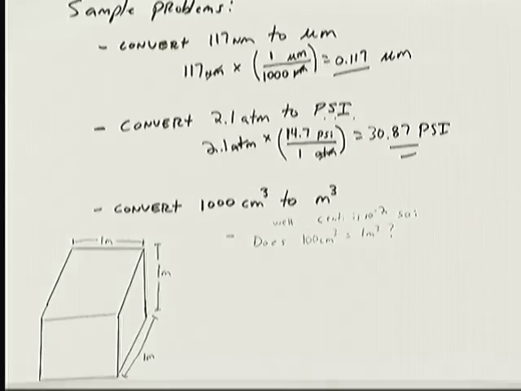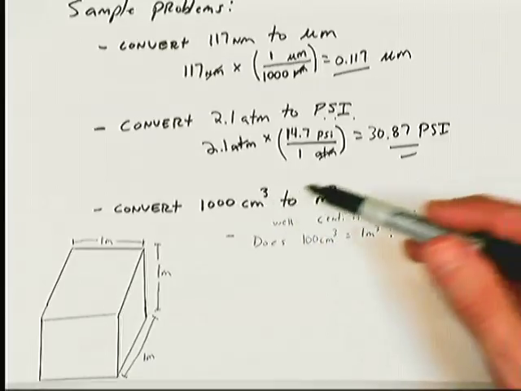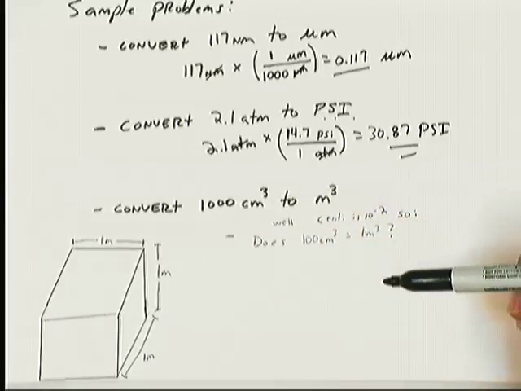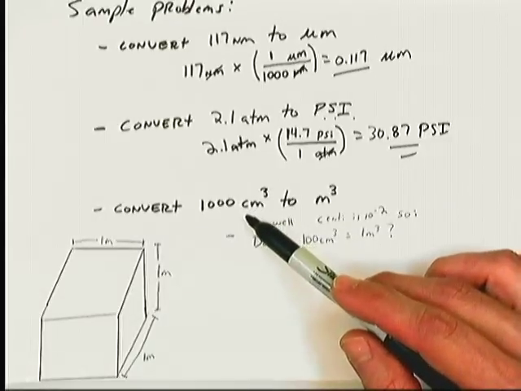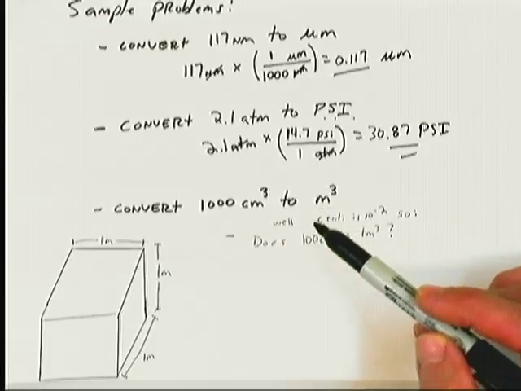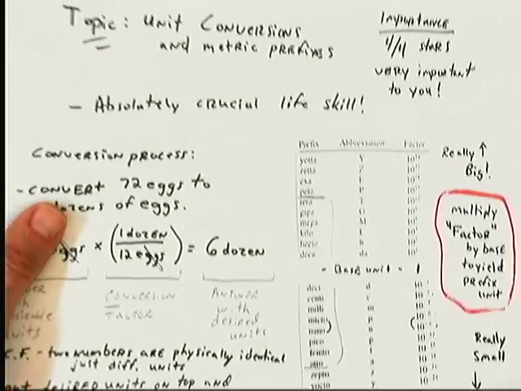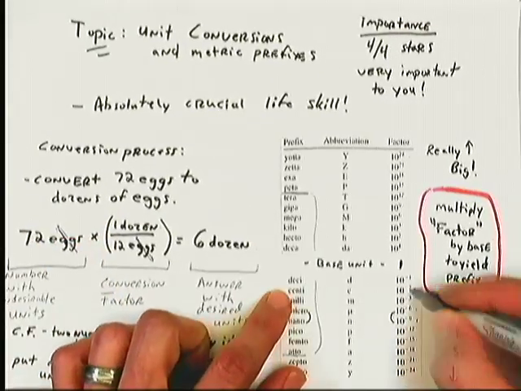All right, so let's try one that's a little bit trickier. Convert 1,000 cubic centimeters to cubic meters. Now this at first glance looks like a pretty simple metric unit type conversion, right? Because we got the centi and we got the base over here. So if we look back at this table, we can see that centi is 10 to the minus 2.